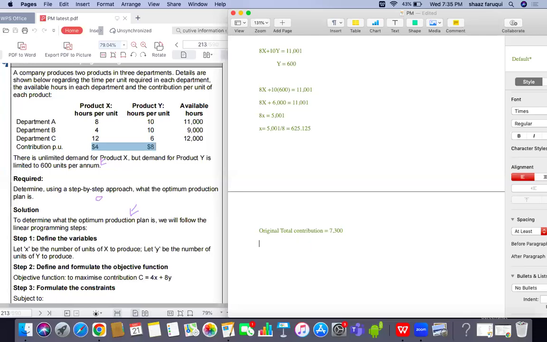Total contribution is 4x. Now, because I got one extra unit in department A, x is 625.125, plus 8y. Y is 600, so 8 into 600 is 4,800. How much is the new contribution? 4 into 625.125 plus 4,800. The new total contribution by getting one extra unit in department A is 7,300.5.